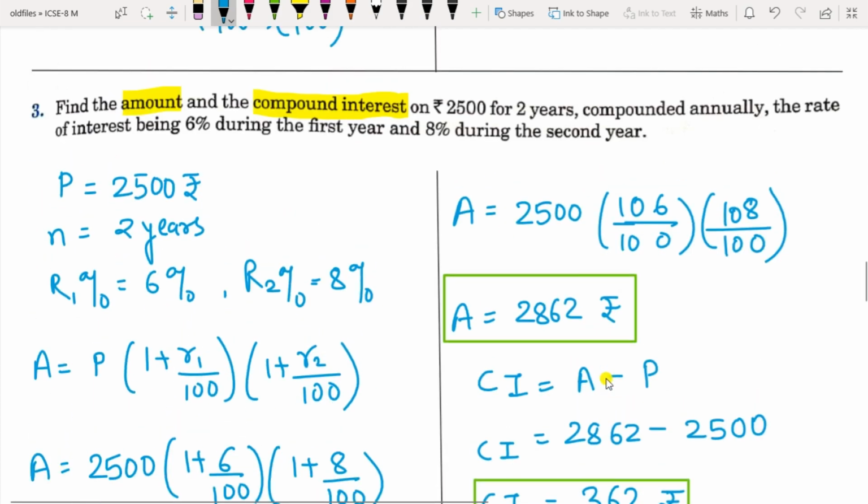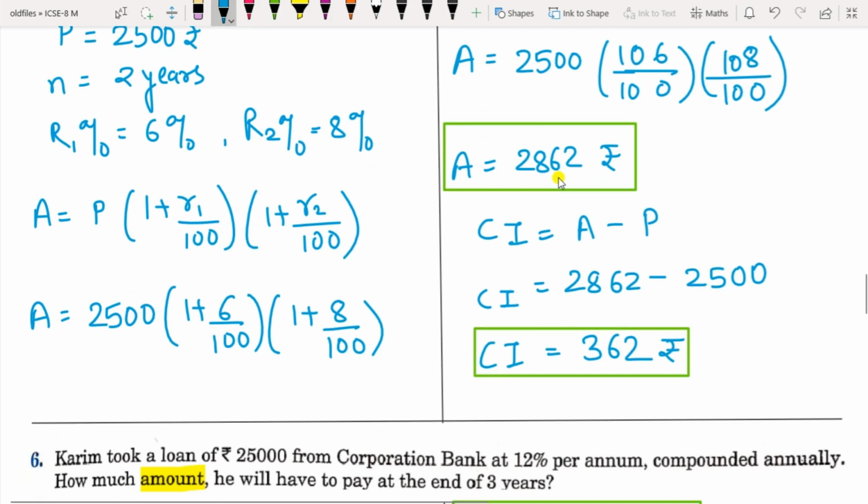Question 3 here is, find the amount and the compound interest on 2500 for 2 years compounded annually, the rate of interest being 6 for the first year and 8 for the second year. So here two different rate of interest has been given. This is 6 and 8.